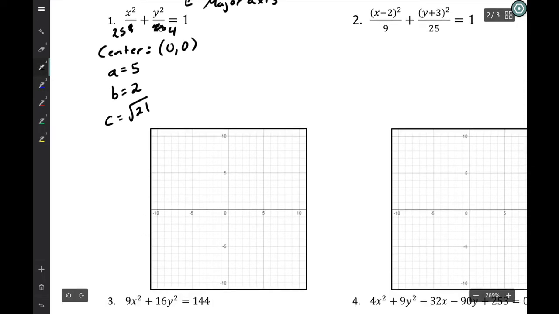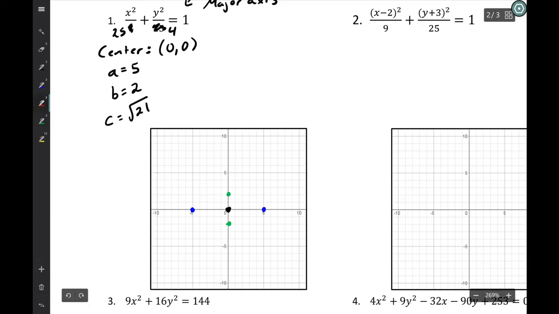When you're trying to understand these at first, it's easiest just to draw a picture. So I'm going to plot my center, and then I'm going to plot my vertices. They're 5 away from the center. And then I'm going to plot my co-vertices. These are 2 away from the center vertically. And I know that the vertices are horizontally away because it's a horizontal major axis. And I know those are the endpoints of the vertices.